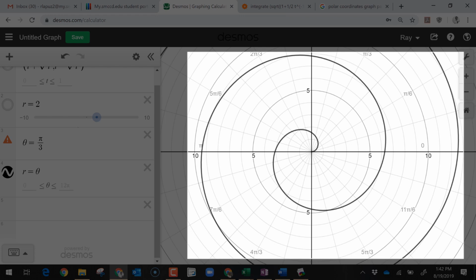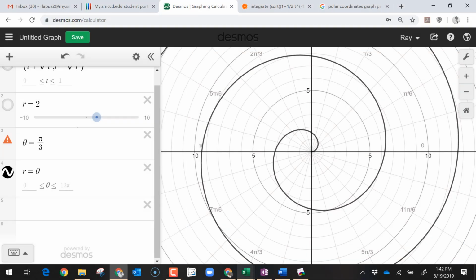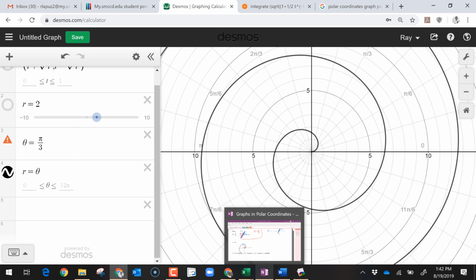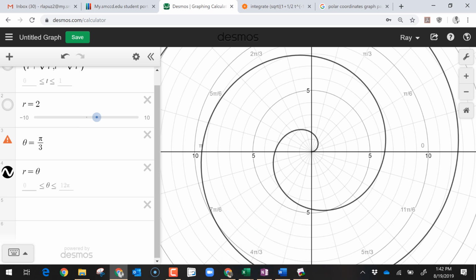So any function that's an increasing function will produce a spiral. And this, by the way, if you look at this, theta goes from 0 to 12 pi, it says here. And that's part of the picture that you're seeing.